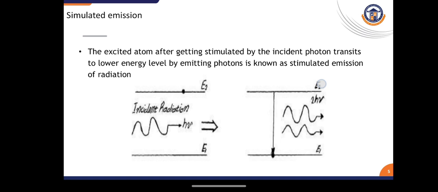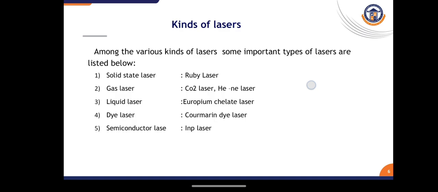These are the different kinds of lasers available. First one, solid state laser. Second, gas laser. Third, liquid laser. Fourth, dye laser. Fifth, semiconductor laser. On the right side, the name of each laser is given. For a solid state laser, the ruby laser is available. Gas laser: CO2 laser and helium neon laser. Liquid laser: europium chelate laser. Dye laser: coumarin dye laser. And semiconductor laser: indium phosphide laser. So these are the different types of lasers available.